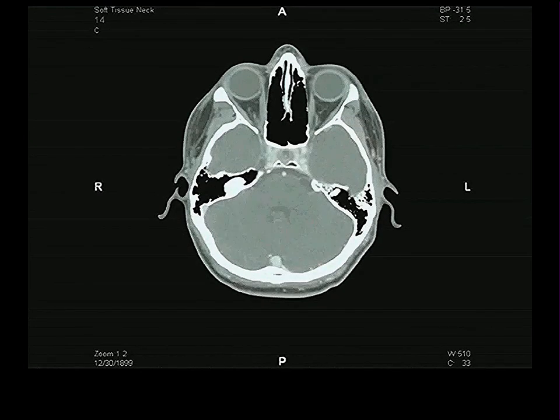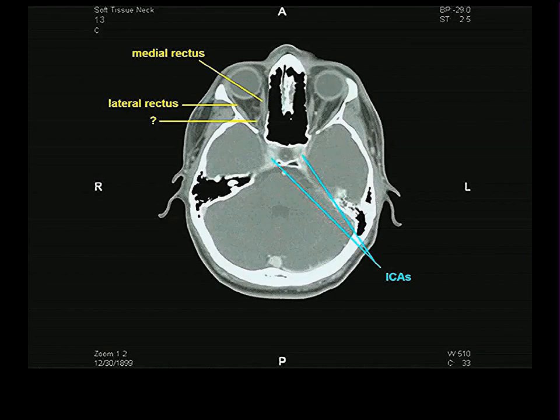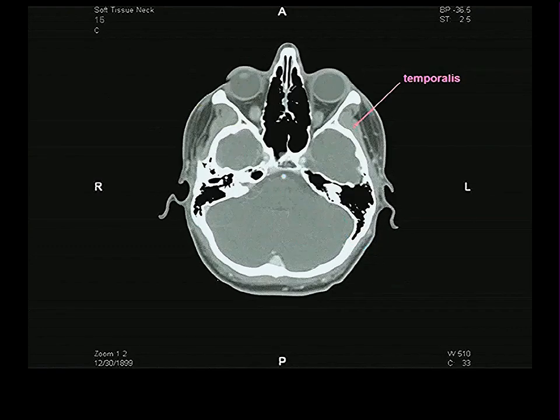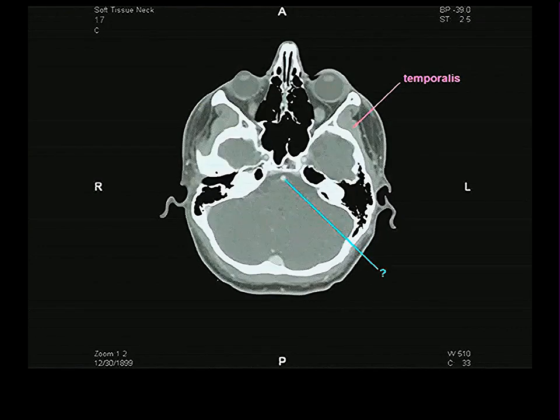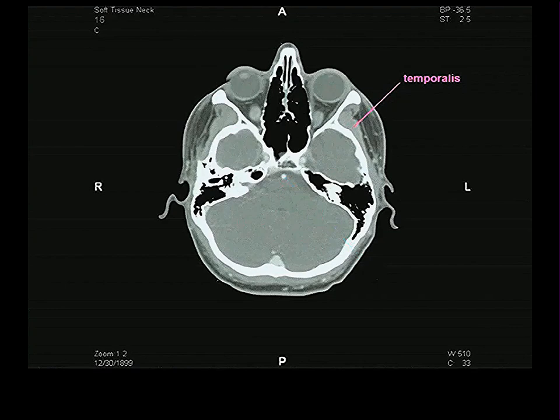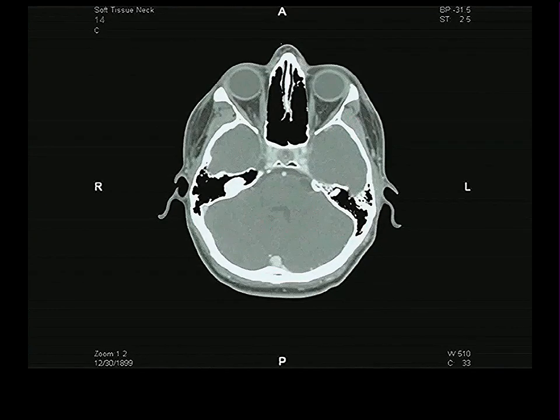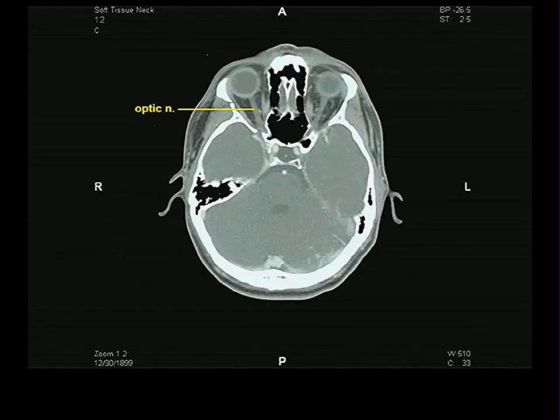Keep on coming up the section. I did label them, remember. This is the trick here. I'm going to go back down to the bottom of the orbit. We're at the bottom of the orbit. I'm going to come up. I don't see the optic nerve. I haven't reached the optic nerve yet. I see these things, next section, the optic nerve.